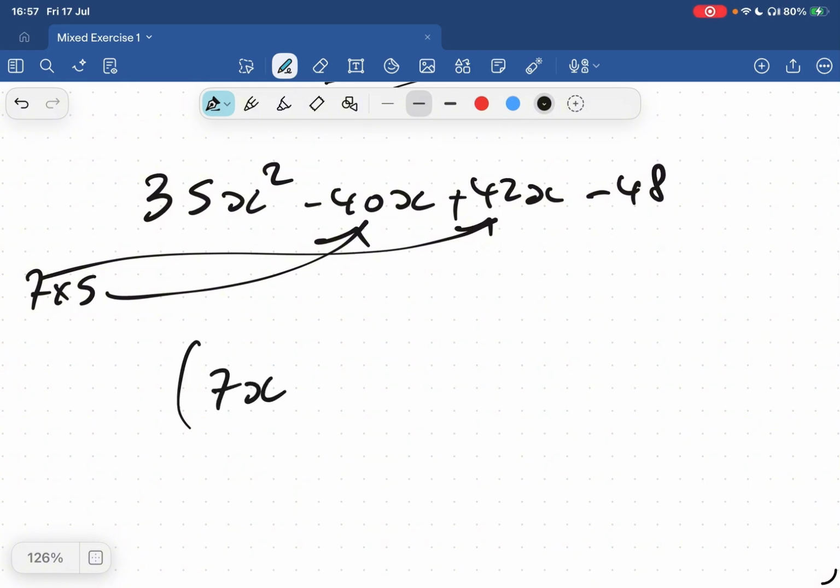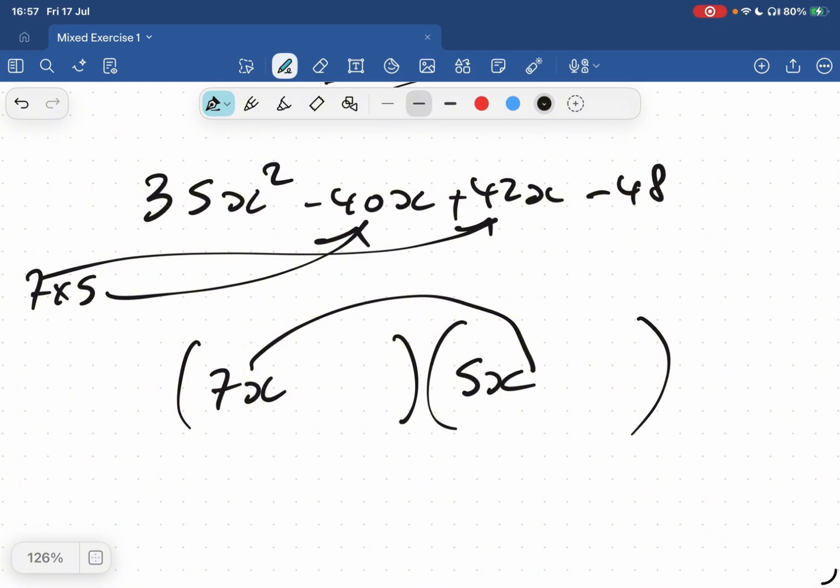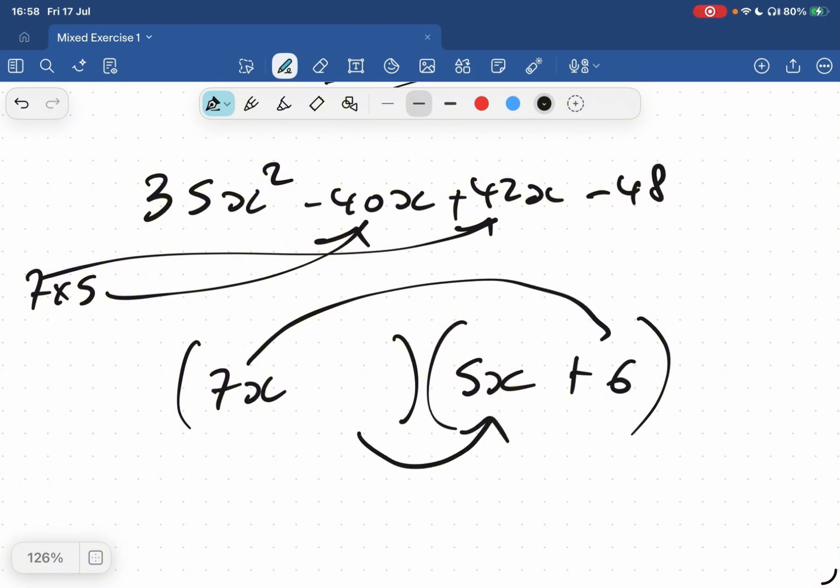So let's label our 7x and label our 5x. Now when we expand this, we'll get our 35x squared, and then we need our plus 42x, take away 40x. That's how we need it. We're kind of reverse engineering this. So when we have our plus 42x, we need to add 6 here. And when we have our minus 40, we need to take away 8. And just as a final check, is minus 8 times 6 negative 48?